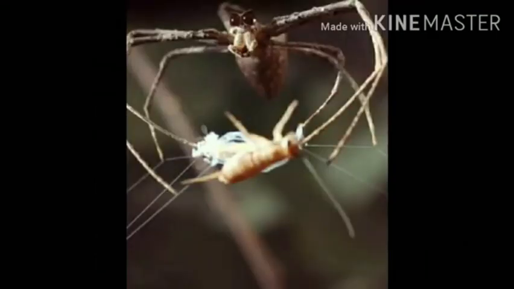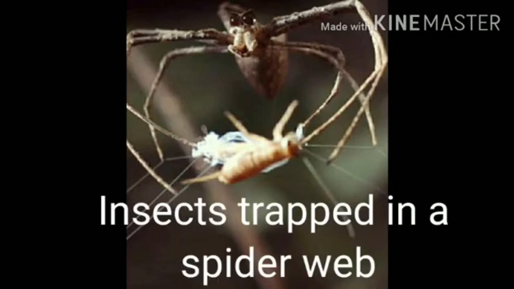Spider secretes a liquid from its mouth, which changes into a very thin thread. When it comes in contact with air, it weaves this thread into a web. The thread is so thin that insects cannot see the web. They get trapped in this web and are eaten by the spider.